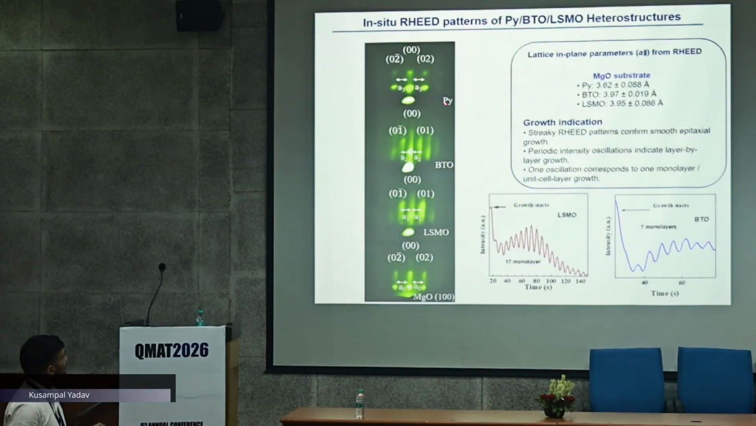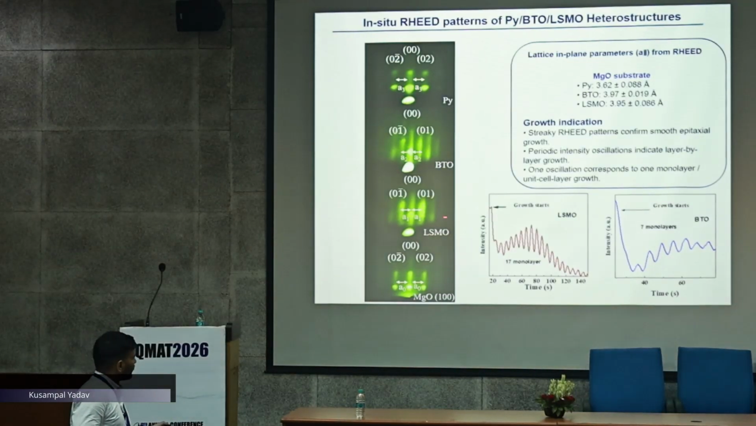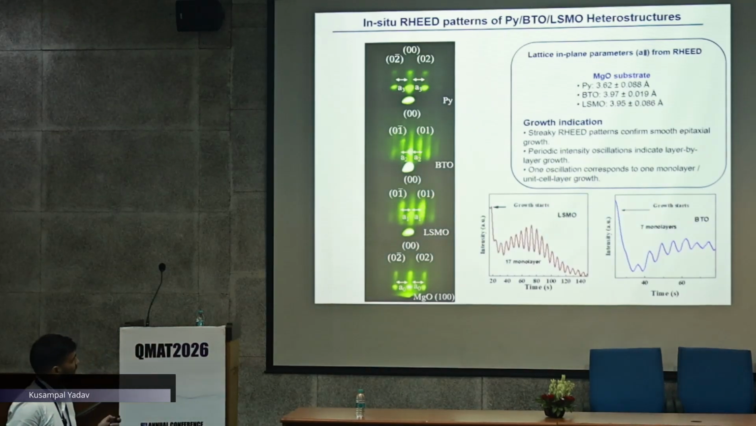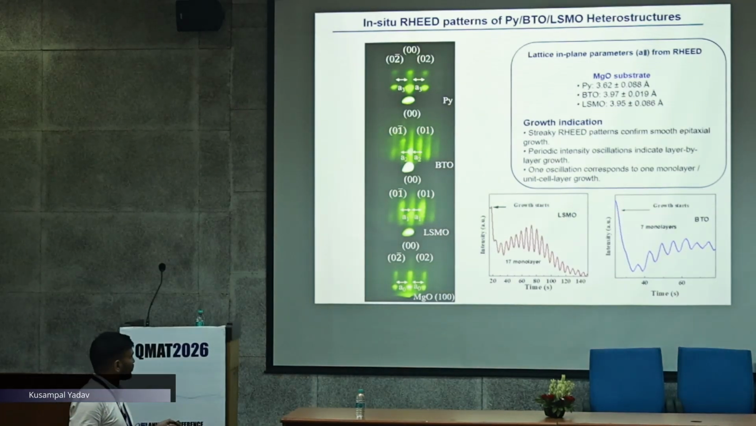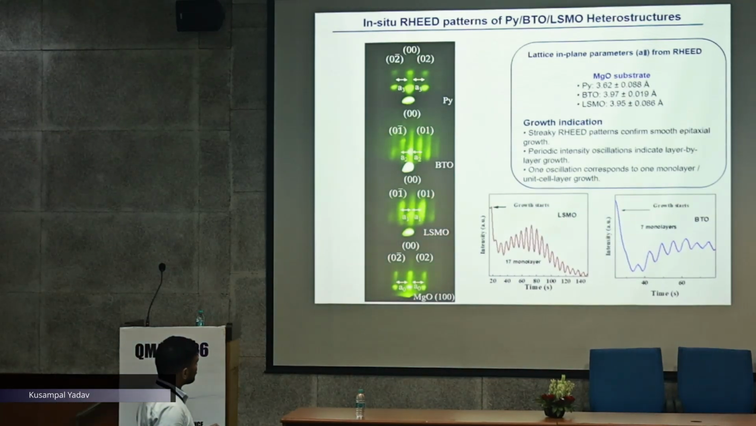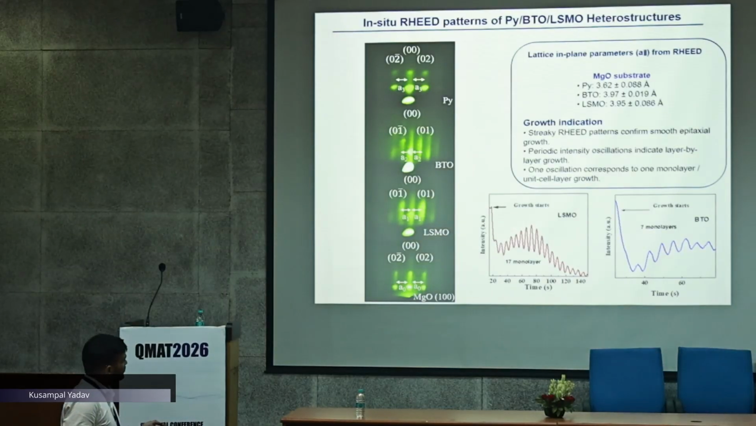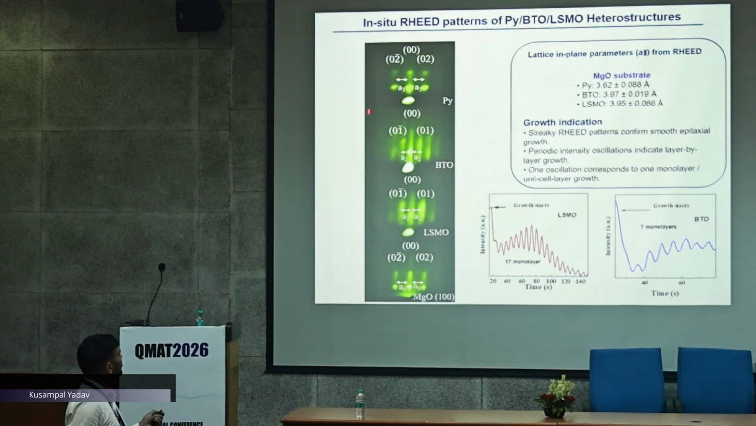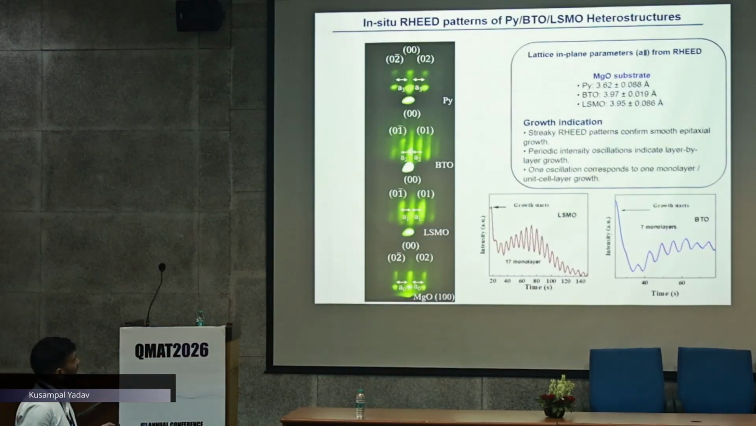During the growth, using the RHEED, we have optimized the system, and here we can observe that we have obtained continuous streak-like patterns which show good epitaxial layer by layer thin film growth. We have also obtained these oscillations, where one oscillation corresponds to the growth of one monolayer. And using these RHEED patterns, we have also calculated the in-plane lattice parameter.